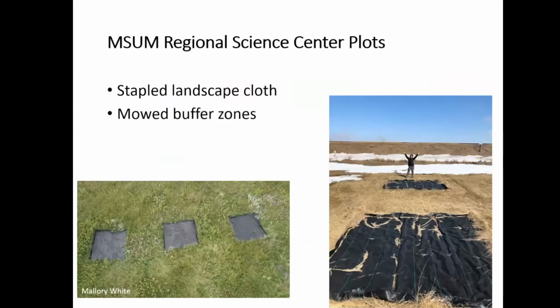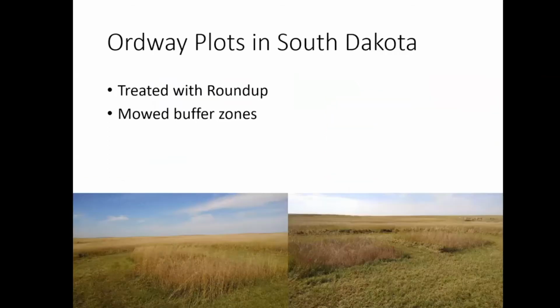At our different sites, we had different setups. At the Minnesota plots, we really had to work around the site to get where we could set up our plots and stake everything out. We used landscape cloth as a light deprivation tool to remove vegetation, and we mowed those buffer zones. In Ordway, South Dakota, our site, like I said, was a hayfield, a pretty homogeneous landscape. We used Roundup and mowing to kill off the vegetation within the plots.